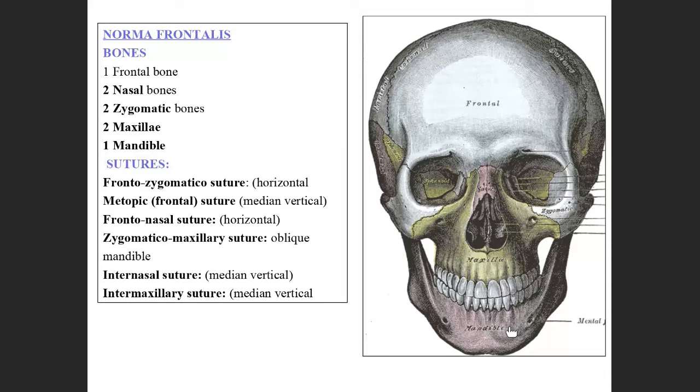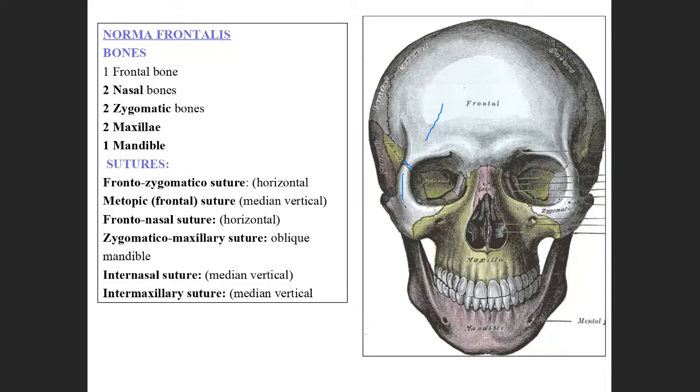Next, we have sutures here. So what are the sutures? They are the frontozygomatic suture. What is frontozygomatic? It is the junction of the frontal bone and the zygomatic bone. This is the suture, the frontozygomatic suture. And then the metopic suture. The metopic suture, as already discussed, is very rarely present.